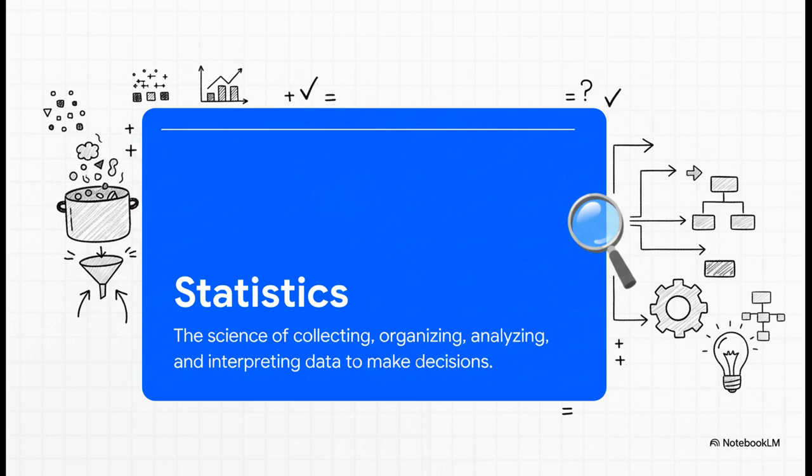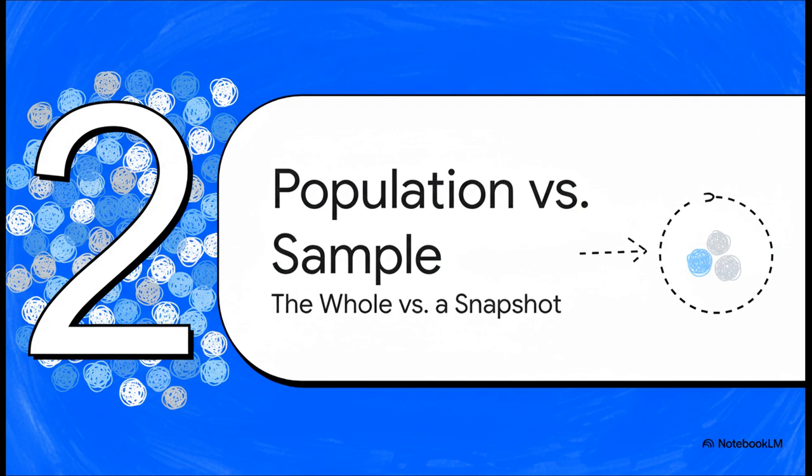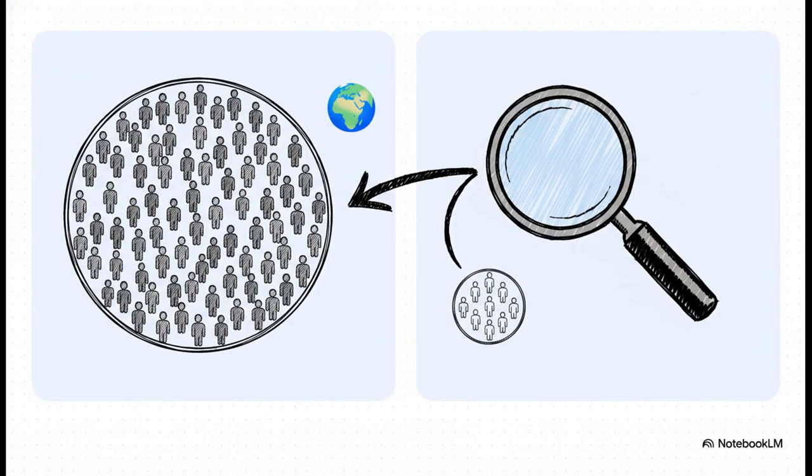Okay, section 2. This concept is absolutely crucial. It's one of the most fundamental ideas in all of statistics, understanding the difference between looking at the whole picture versus just a small snapshot. And that brings us to two of the most important words you're going to hear: population and sample. The population is the entire group you're interested in. Everybody, everything. The sample, on the other hand, is just a small piece of that population, a manageable chunk that you actually study.